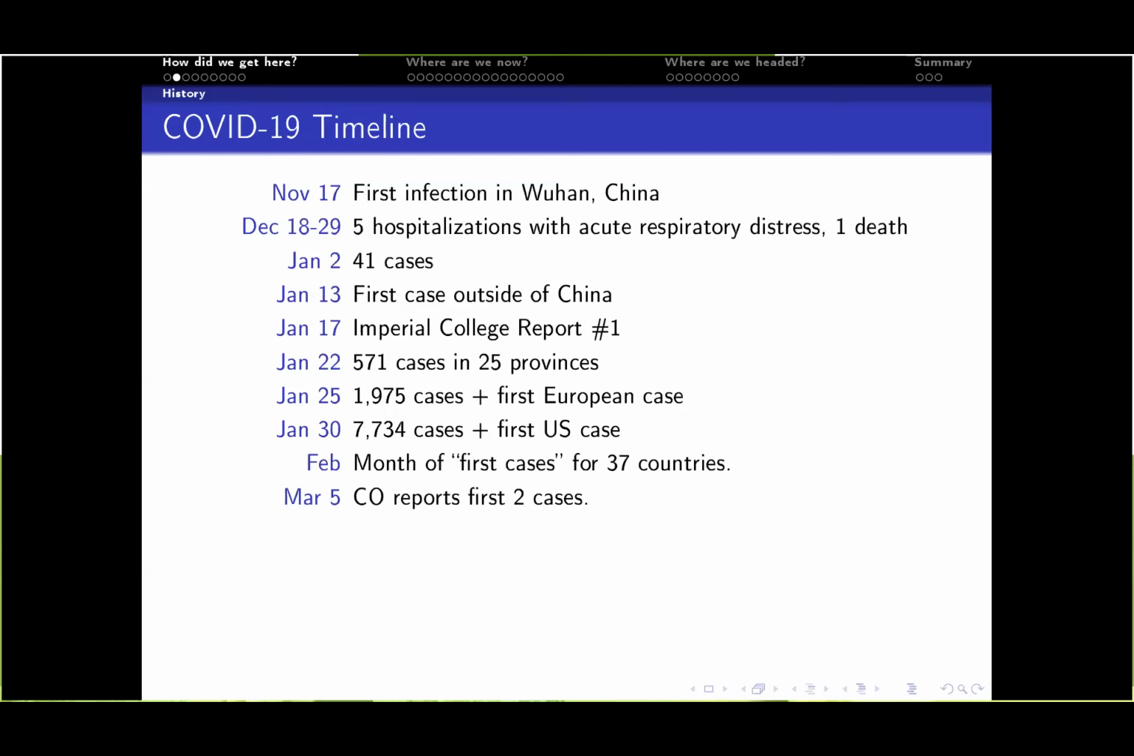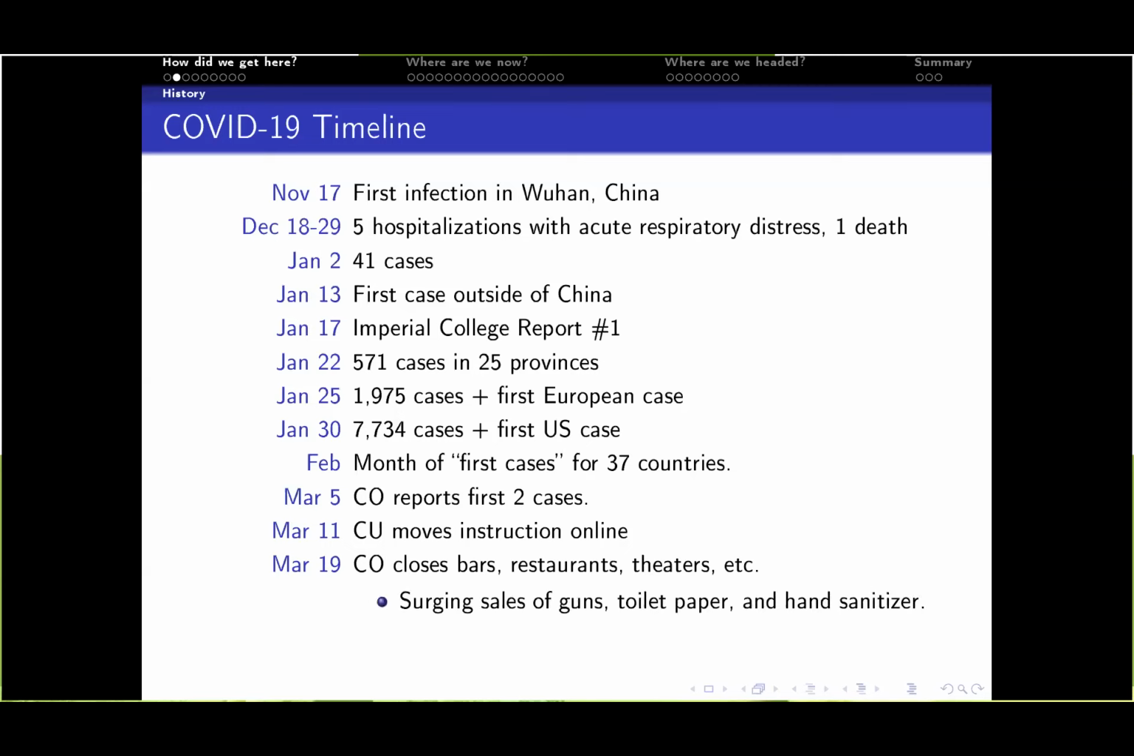Closer to home, Colorado reported their first 2 cases in March. This started as a cluster, my understanding was in the ski resorts, which is where this started coming from. Just a few days later, as we're all aware, we moved online to instruction. And 8 days after that, the governor closed all bars, restaurants, theaters, and large gatherings. One of the results was an incredible surge in the sales of guns, toilet paper, and hand sanitizer. I don't know what that says about Colorado or American society, but I thought it was an interesting piece of information.